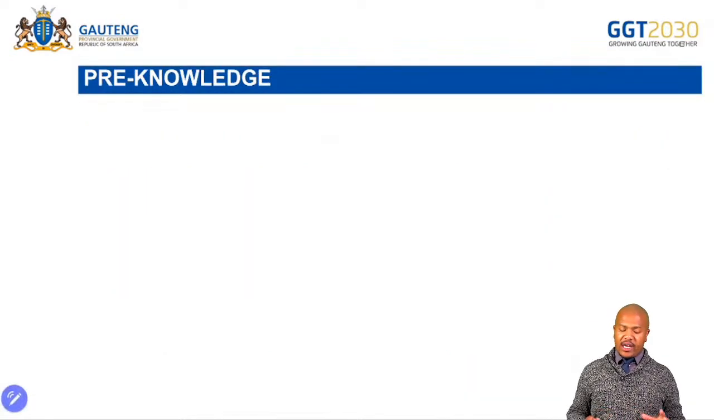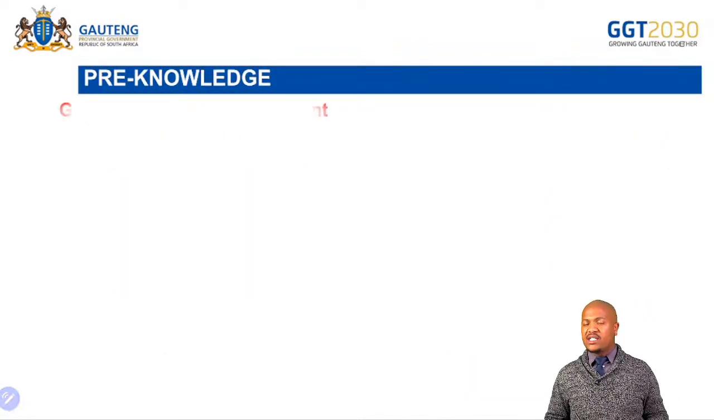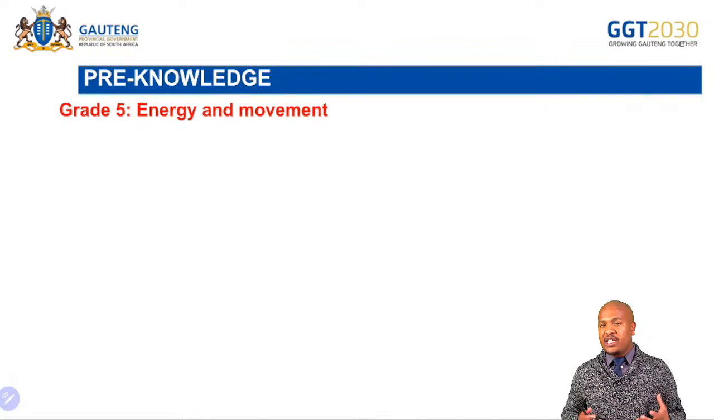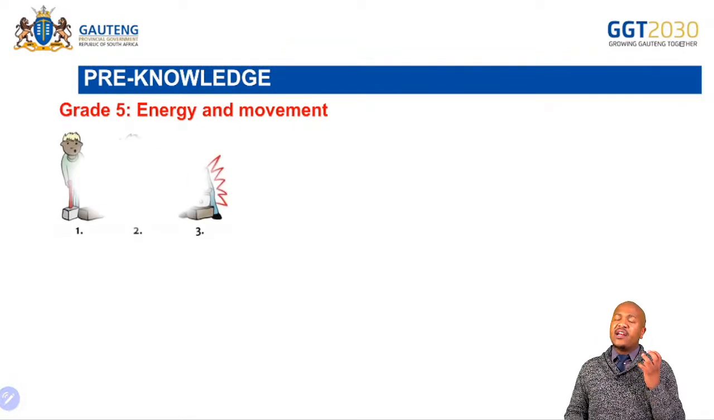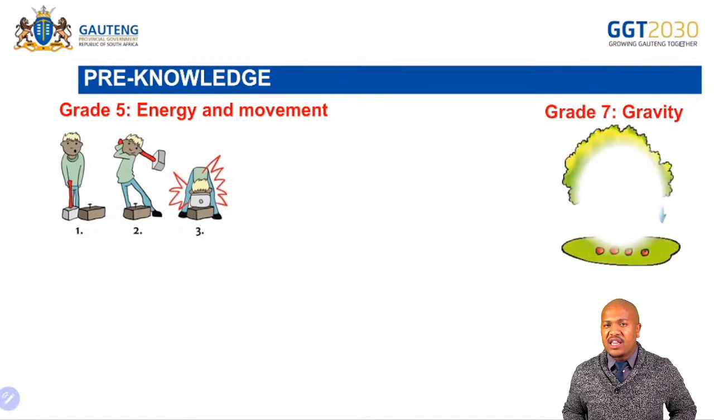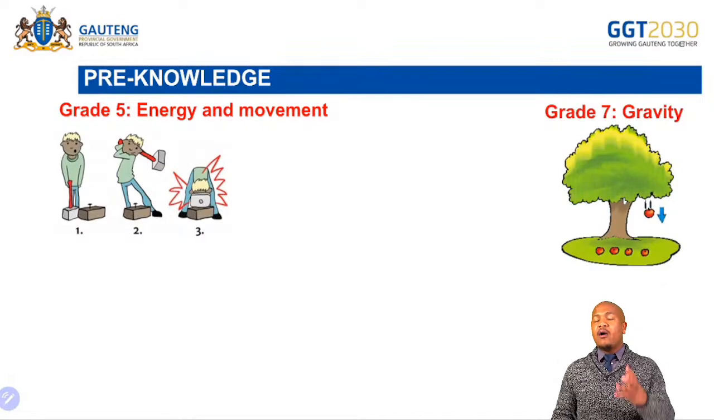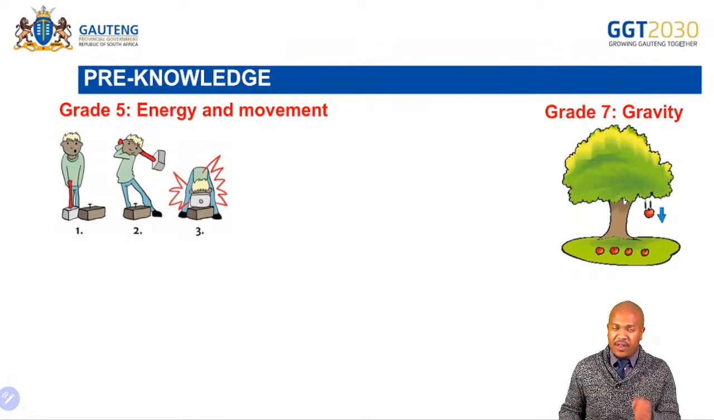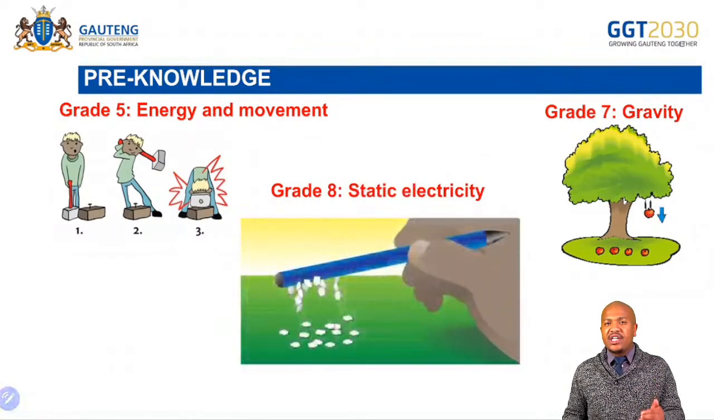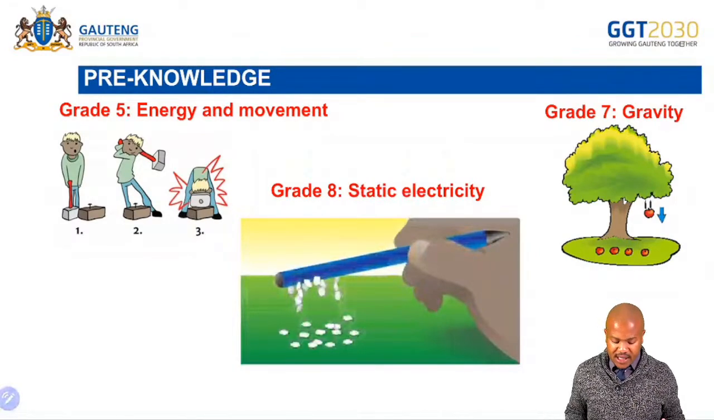Now let's look at our pre-knowledge, some of the things that we have done in the previous grades, which lay the foundation to today's topic. In grade 5, we talked of energy and movement. Then in grade 7, we talked about the force of gravity, which is the force that pulls everything down towards the center of the earth. Also in grade 8, we talked of static electricity. So these topics lay a foundation to today's topic.